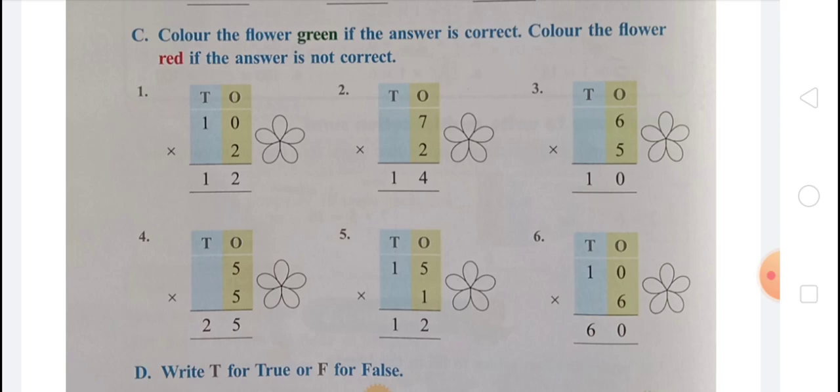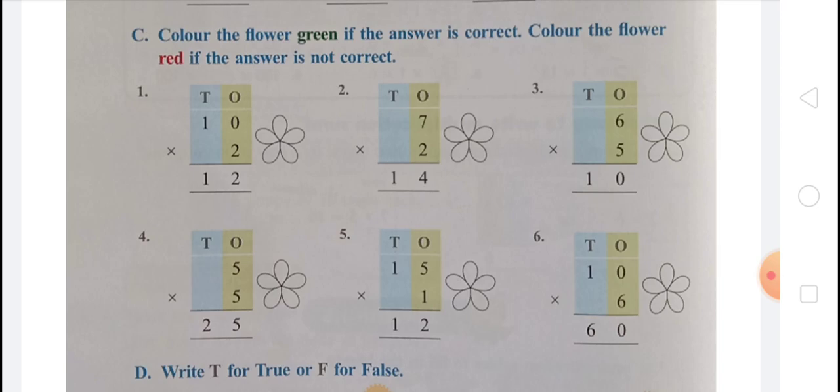Okay. In 6, we have to multiply 10 by 6. We know that 6 ones are 6, 6 twos are 12, 6 threes are 18, 6 fours are 24, 6 fives are 30, 6 sixes are 36, 6 sevens are 42, 6 eights are 48, 6 nines are 54, 6 tens are 60. Okay. So here will be 60 and 60 is also written. So the answer is correct. So we will color it green.